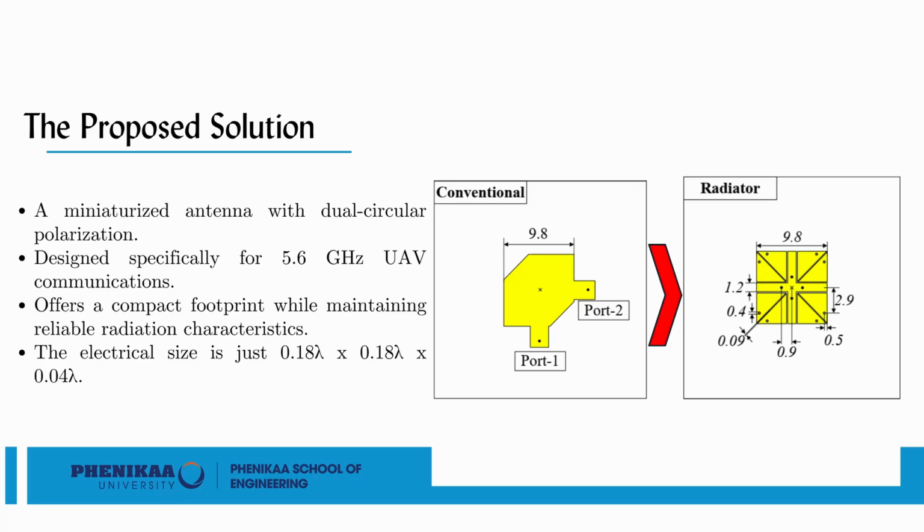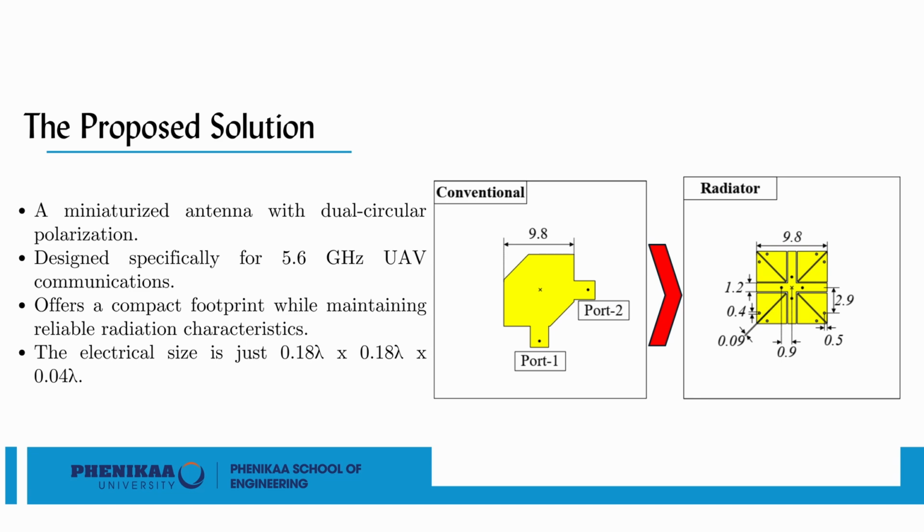Our proposed configuration is a miniaturized antenna with dual circular polarization, tuned precisely for the 5.6 GHz communication band. The primary objective was to deliver a compact footprint without degrading the fundamental radiation characteristics necessary for flight operations. As presented on the slide, the overall electrical size of the simulated prototype is extremely small, measuring just 0.18 by 0.18 by 0.04 lambda. Achieving this degree of miniaturization while maintaining structural simplicity and high inter-port isolation required a fundamental adjustment to the radiating patch.